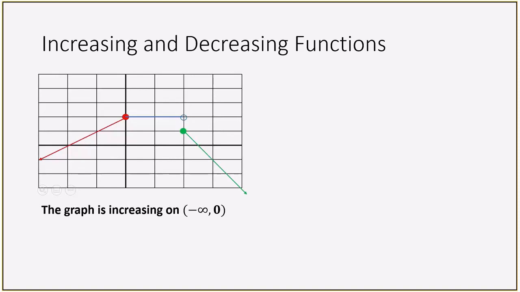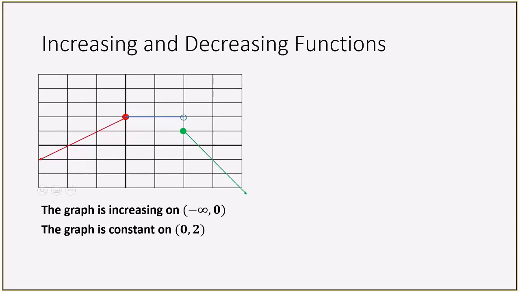And notice how I'm not talking about any of the y values. I'm not saying it's increasing from negative infinity up to 2, because we don't talk about increasing as y values. We only talk about it as though we're reading a book, so we talk about the x values. So it's increasing from negative infinity to 0.